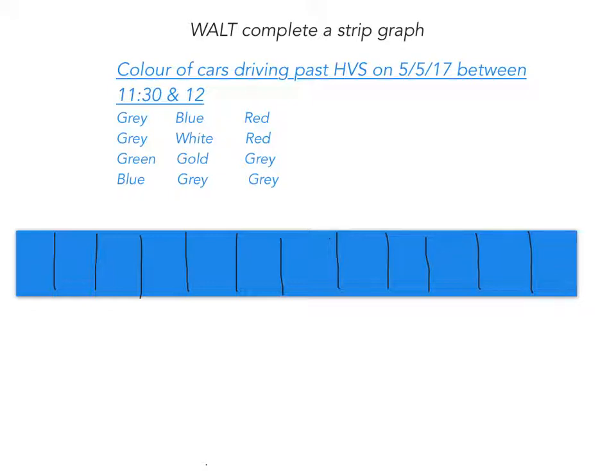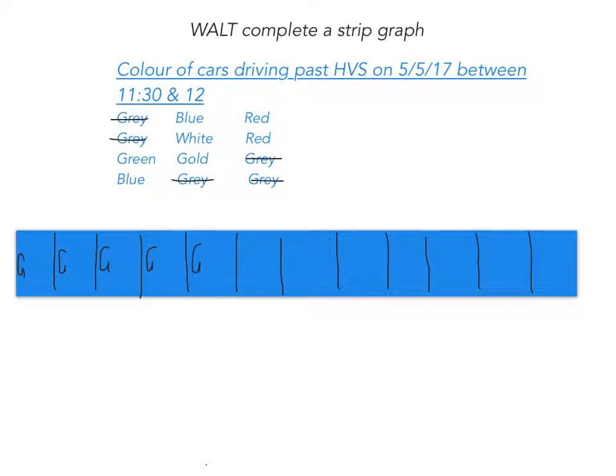So the first piece of data is that a grey car drove past. So I'm going to do a G for grey, and as I include each piece of data in the box, I'm going to cross it off so that I don't get mixed up. So that's all my grey cars displayed in the strip.